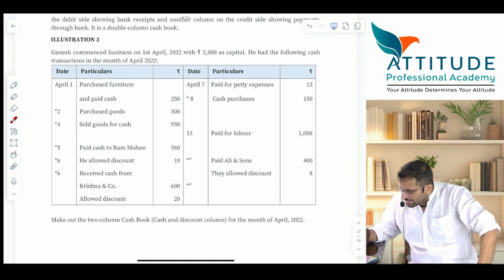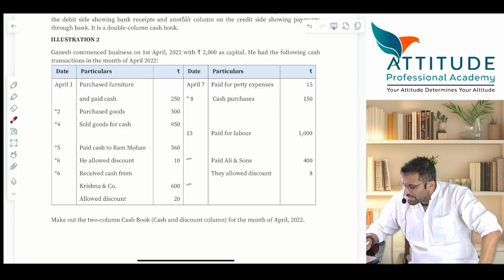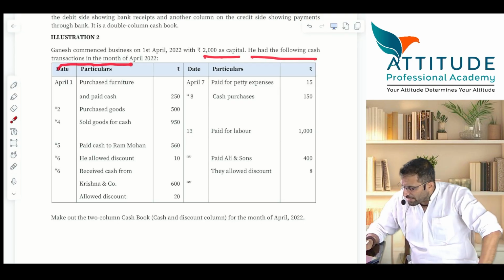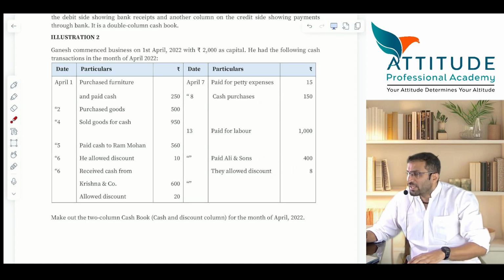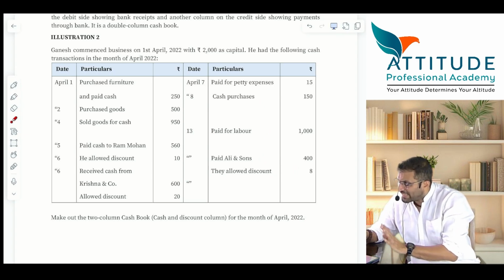So have a look at it. Ganesh commenced business on 1st April 2022 with 2000 as capital. He had the following cash transactions for the month of April 2022. All these purchased, sold, paid, allowed a discount, look. Correct? Received cash from Krishna and allowed a discount. Paid for petty expenses, cash purchases. Paid for labor, paid to Ali and Sons, they allowed a discount. Correct? Now if you look at these transactions, there is discount.